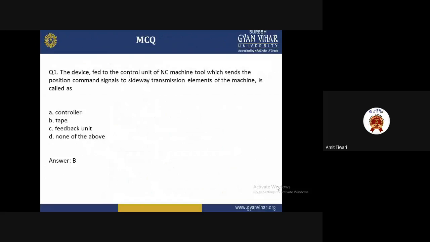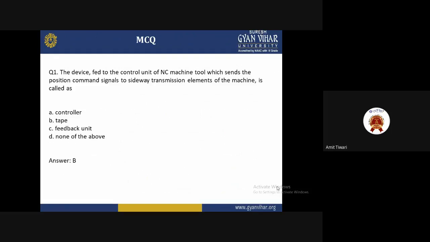Now at the end of this lecture, I'm recommending some multiple choice questions based on numerical control. First: the device which feeds the position command signal from the control unit of a numerical control machine tool to the slide transmission element of the machine is called: options are controller, tape, feedback, and none of the above.